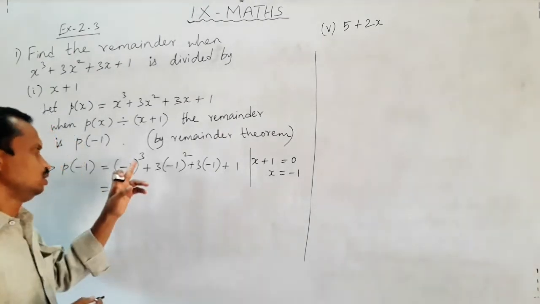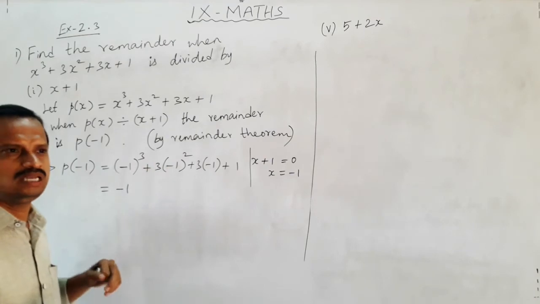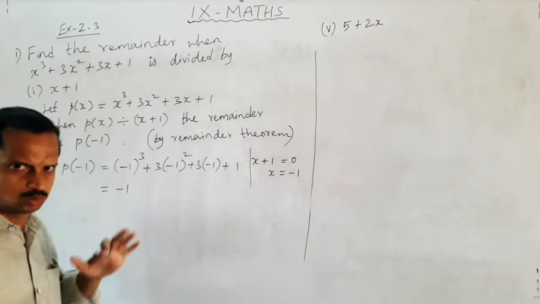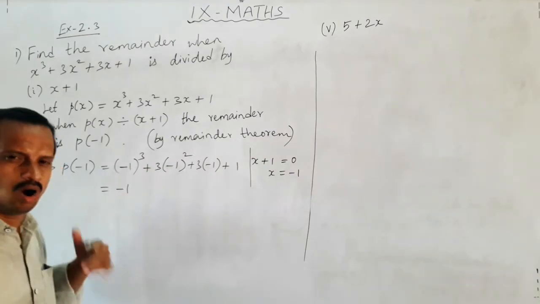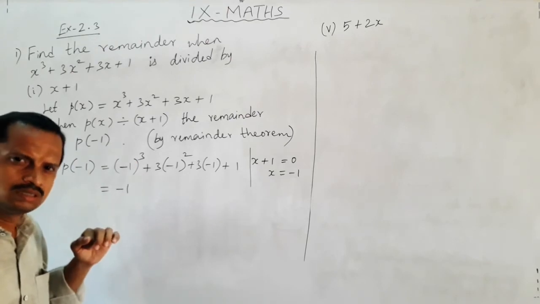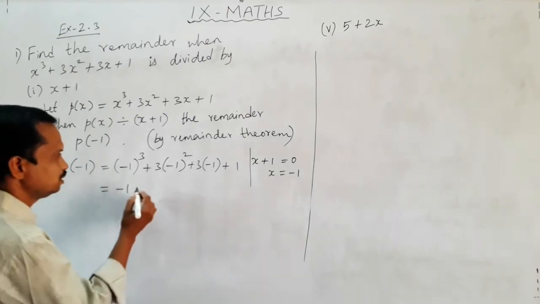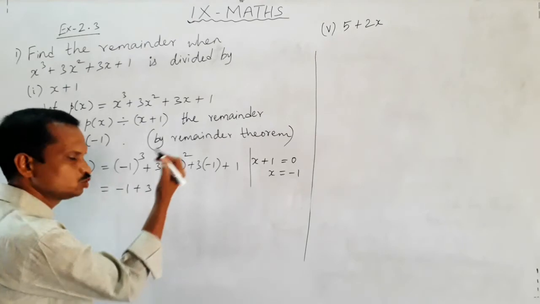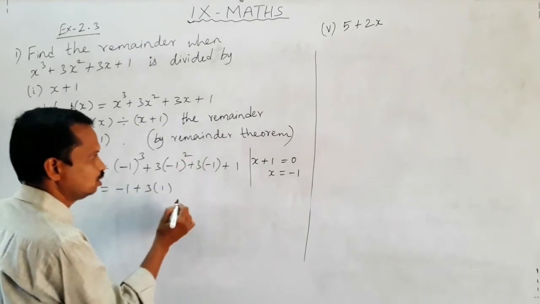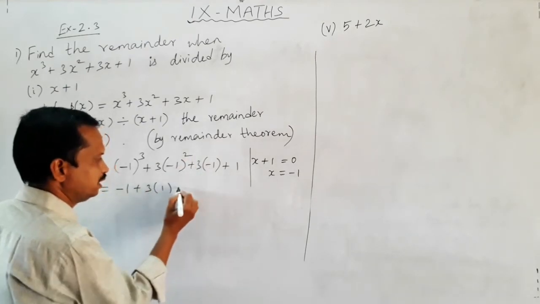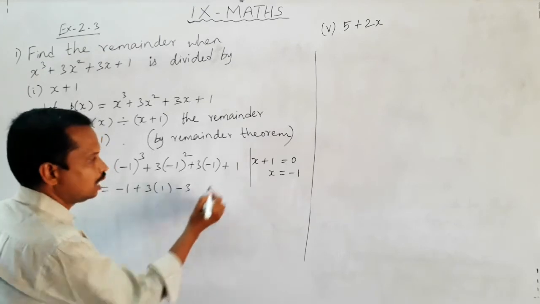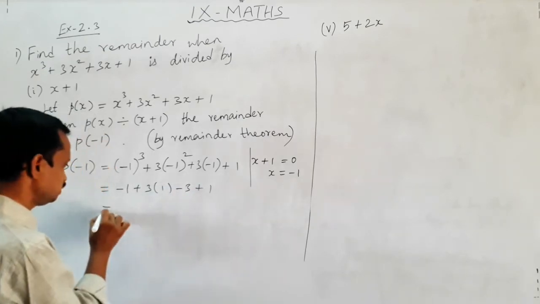If the power is an even number, then minus 1 becomes plus 1. If the power is an odd number, then minus 1 stays minus 1. And here, plus 3 into minus 1 whole square is 1. That's all. And plus into minus, minus 3 into 1, minus 3. And then plus 1.